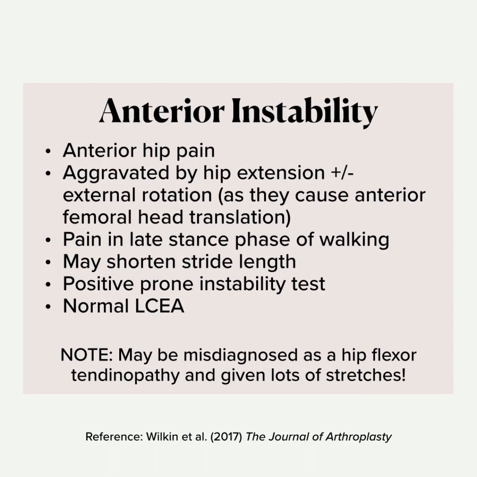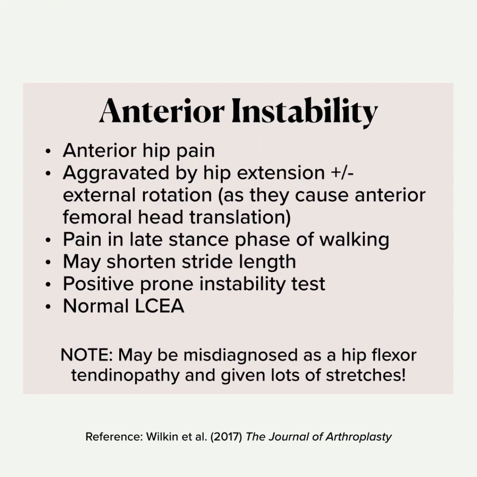This might be things like pain in the late stance phase of walking as we're going to hip extension, and patients may compensate by shortening their stride length. You may see a slower walking gait, reduced stride length in walking and running potentially. You may have positive prone instability tests. These commonly will combine things like hip extension with external rotation or abduction to take people into those positions where they're going to have less stability. These can have a normal lateral center edge angle, and this is part of the reason why X-ray alone may not be ideal and where CT may be indicated in some cases.